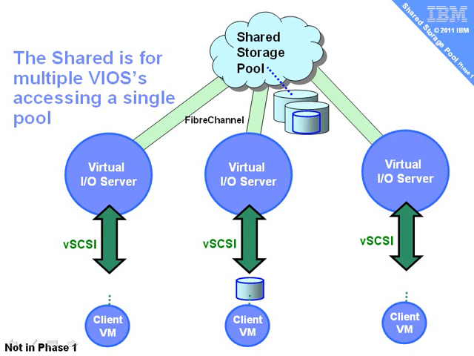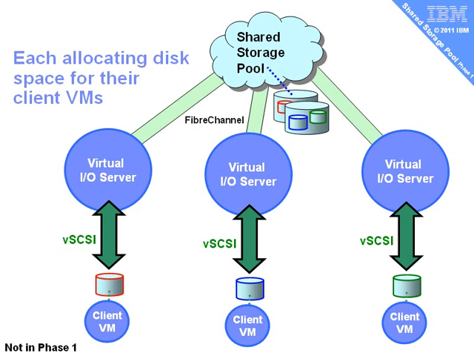Not in phase 1, I have to point out, but in a later phase. So here we'll be able to allocate more space from the same pool to different virtual I/O servers and assign those new disks to the new client virtual machines running on different machines, or some of these VIO servers may actually be on the same machine.